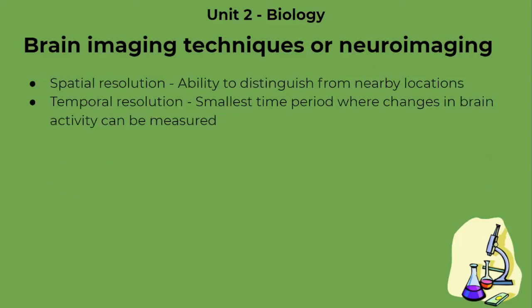Some terms related to brain imaging are spatial resolution and temporal resolution. Spatial resolution is the ability to distinguish between nearby locations. So the other processes and other parts of the brain that you're not looking at, you will be able to distinguish from what you're actually looking at if you have good spatial resolution. Temporal resolution is the smallest time period in which changes in brain activity can be measured. With good temporal resolution, you can see ongoing brain processes with accuracy.